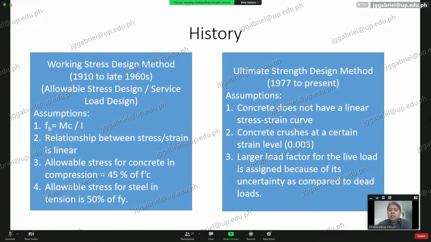And then a larger load factor for the live load is assigned because of its uncertainty as compared to dead load. So we separate live loads from dead loads. Okay. The reason why we're giving a larger load factor is because live load is unpredictable. They're not fixed. These are changing all the time. Okay, so the assigned load factor would be greater.